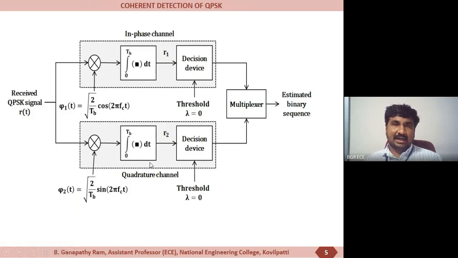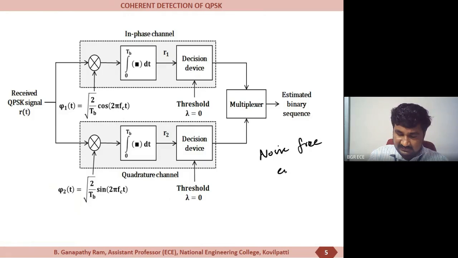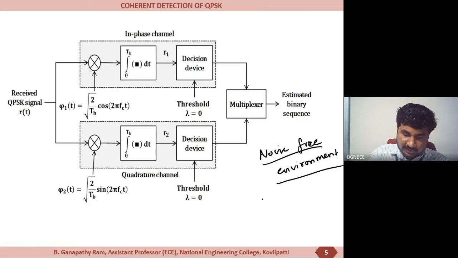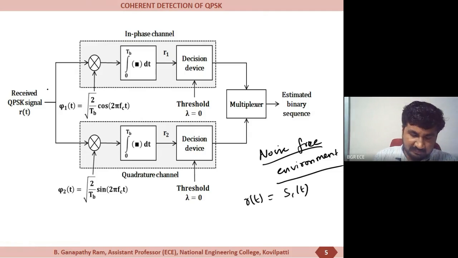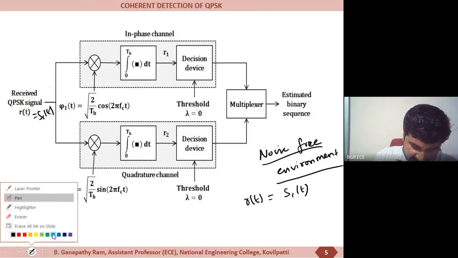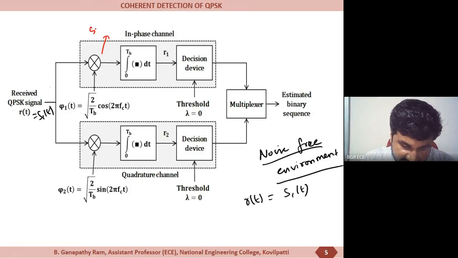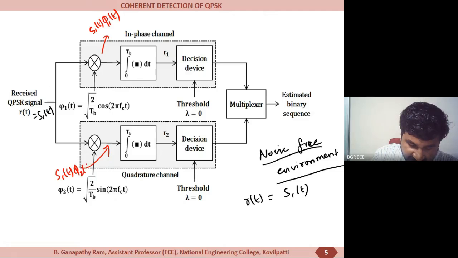So let us discuss how this receiver is receiving the binary data. So let us assume a noise-free environment. Let us assume r of t is equal to S1 of t. That is, we are assuming that S1 of t is transmitted by the transmitter. So if r of t is equal to S1 of t, then the output of the product modulator is nothing but S1 of t multiplied by phi1 of t, and the output of the product modulator in the quadrature channel will be S1 of t and phi2 of t.